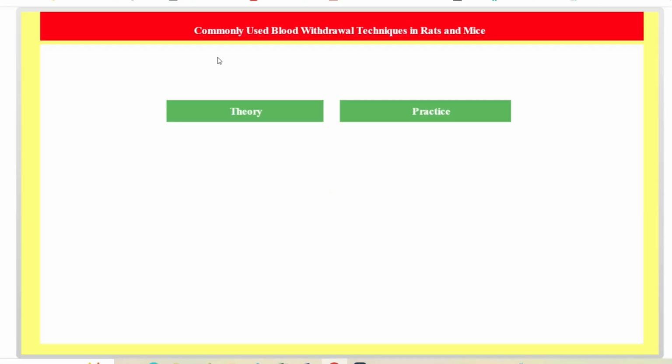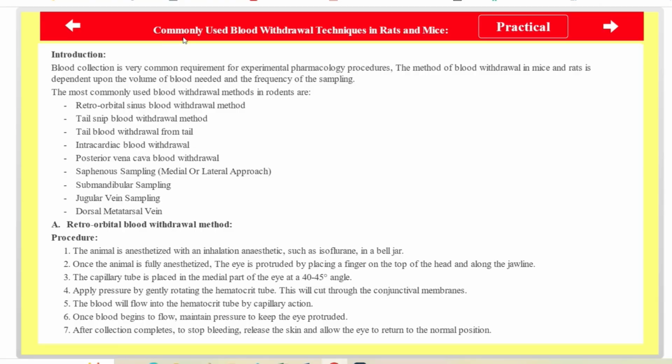Here you can see it is showing two tabs, first theory and second practice. So we will first go to see the theory part. Here you can see commonly used blood withdrawal techniques in rats and mice. So we will read it speedily so that you can easily understand those things.